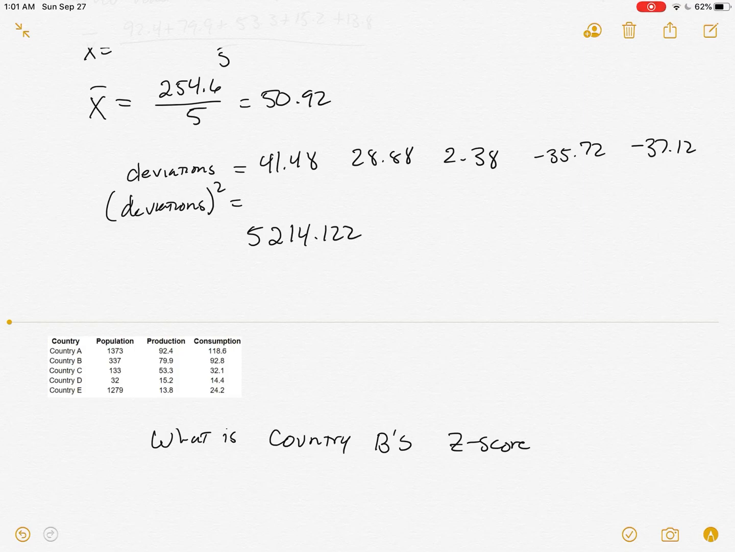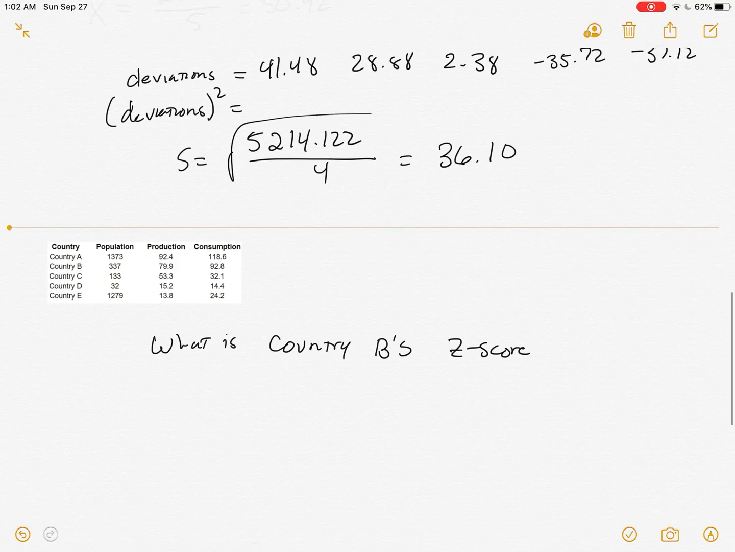5214.122. And we're going to divide that by 4. So divide that by 4, and we get that number, and then we're going to take the square root of a big number and take the square root in the end, and we're going to get S is equal to 36.10. So the mean is 50.92. The standard deviation is 36.10.